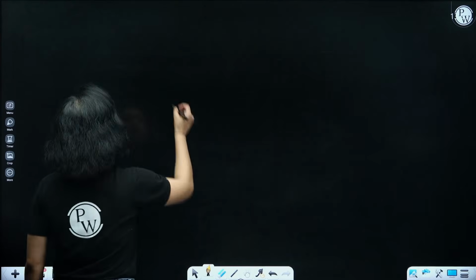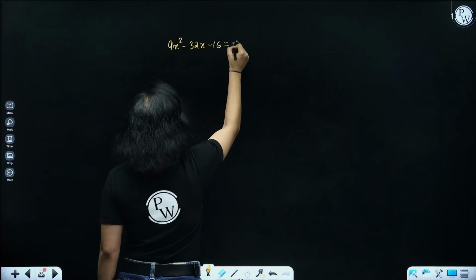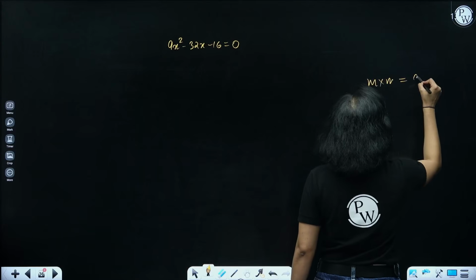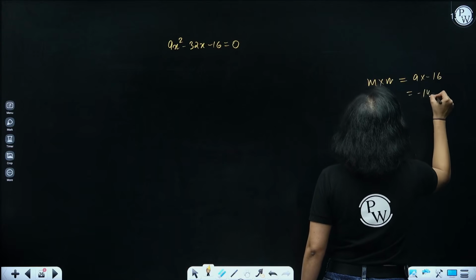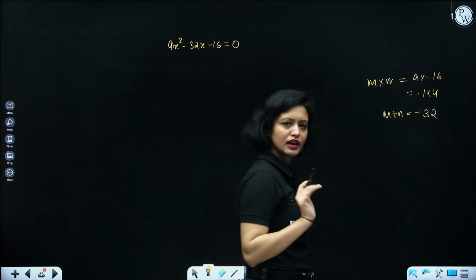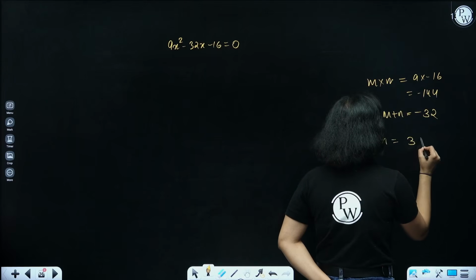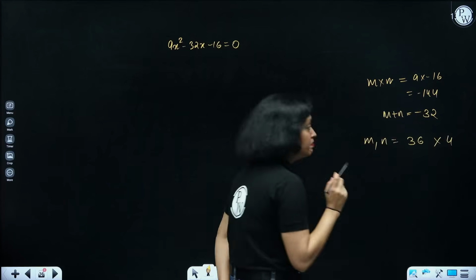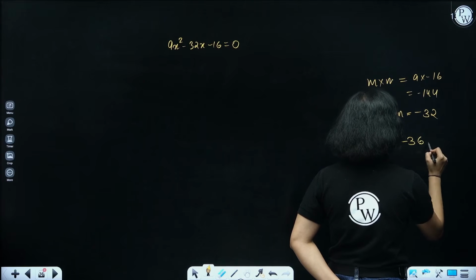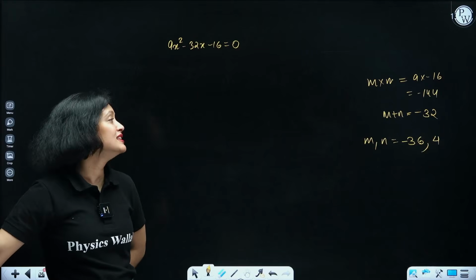9x square minus 32x minus 16 is equals to 0, right? So basically, you should have two numbers whose product is a into c. That means 9 into negative 16, that means negative 144. And m plus n should be equals to negative of 32. So I think you can easily figure out m and n. They will be minus 36 and 4, because minus 36 into 4 is negative of 144 and minus 36 plus 4 is equals to negative of 32.